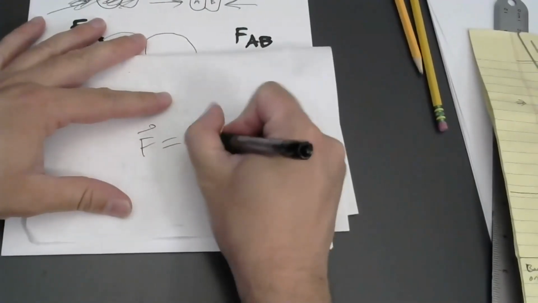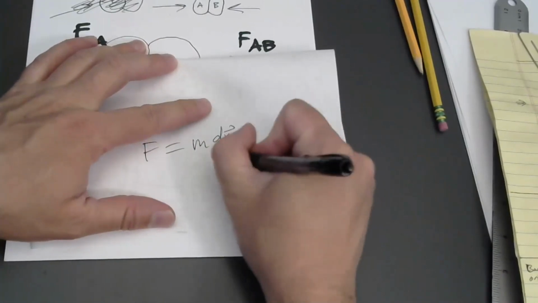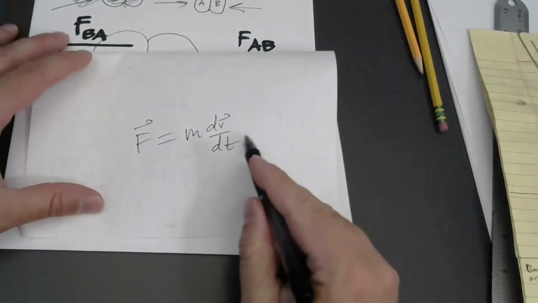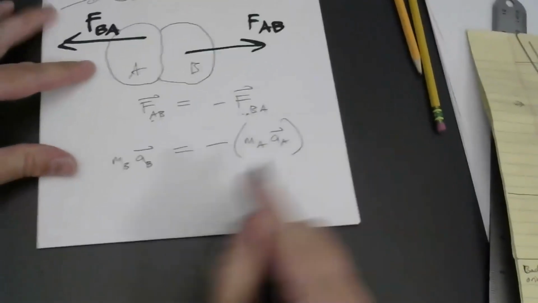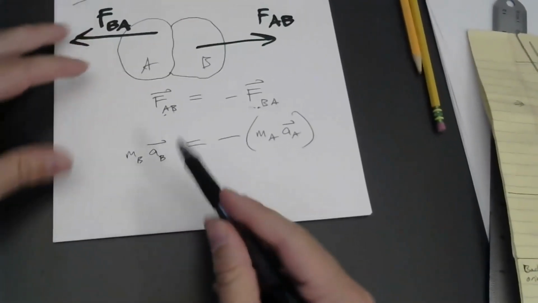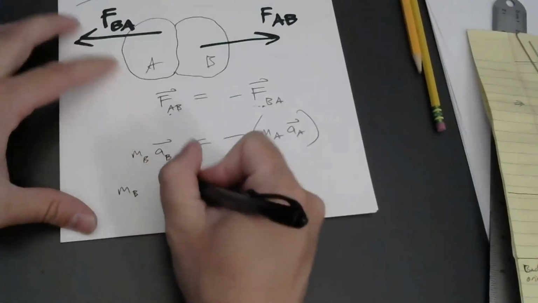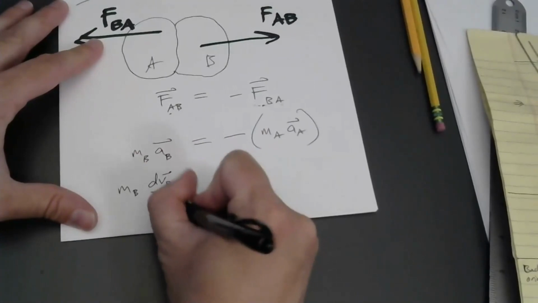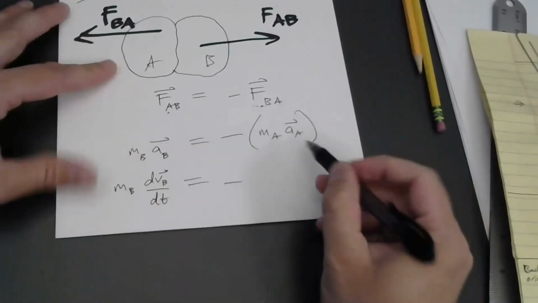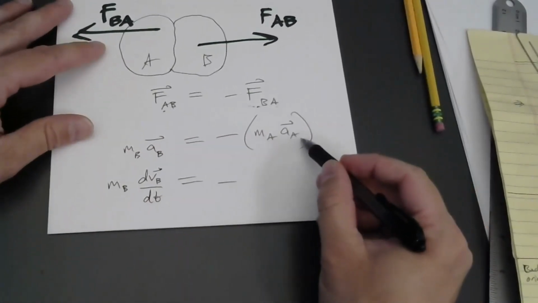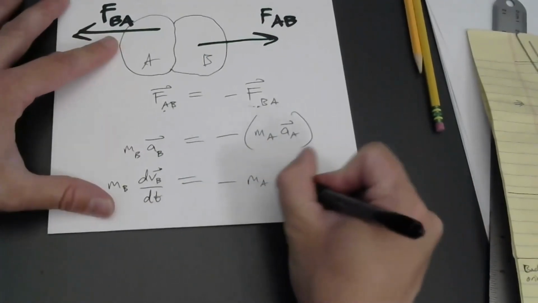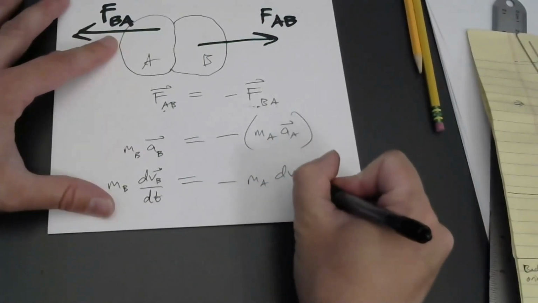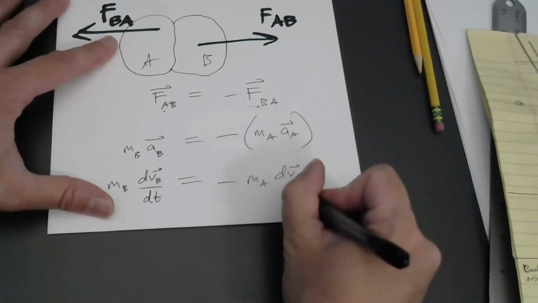Now for the next step, I'll remind you that acceleration is the time derivative of velocity. So instead of writing A for acceleration, I'll write dv/dt. Mass B's acceleration would be the time derivative of mass B's velocity. So this is d/dt of v sub B. Over here, the acceleration of mass A, capital A for mass A, would be the time derivative of mass A's velocity. So d/dt of v sub A.